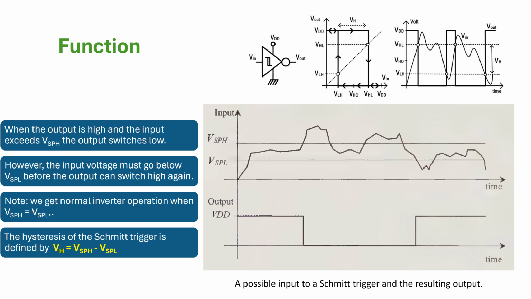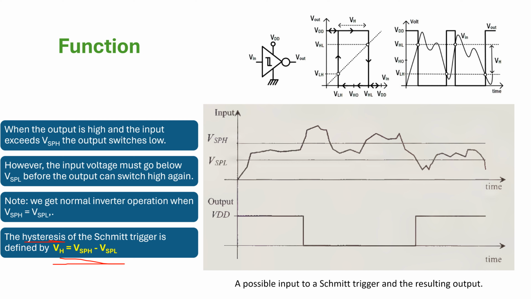One key takeaway here is the hysteresis of the Schmitt trigger. How do you define it? How do you calculate it? It's calculated using this formula: the difference VSPH minus VSPL. It means the difference in input voltages between the high switching point and the low switching point.